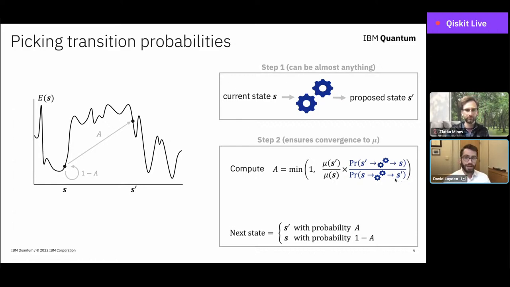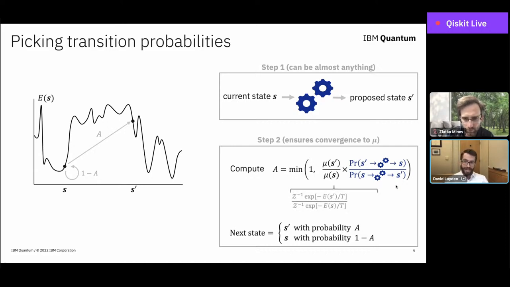distribution. But now, looking at step two, at this acceptance probability that you have to compute each time, you might be a little worried about this, in particular about this first fraction here, where I have a mu of s prime over mu of s, because I told you earlier that these Boltzmann probabilities are generally intractable. And so how are we supposed to actually do these steps a large number of times if it's very expensive to actually compute this quantity A?